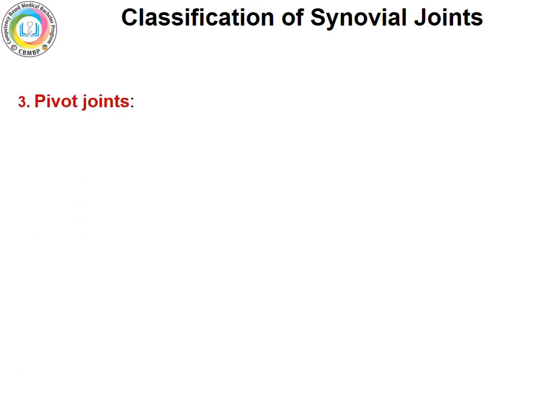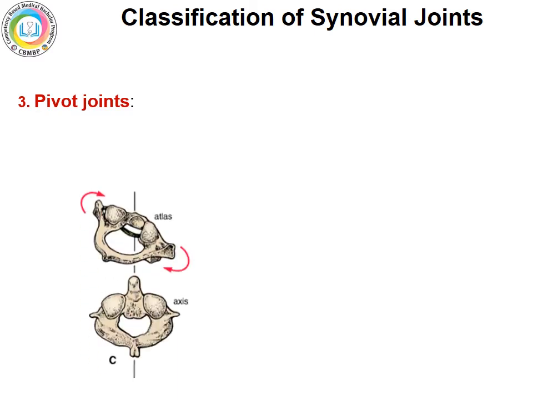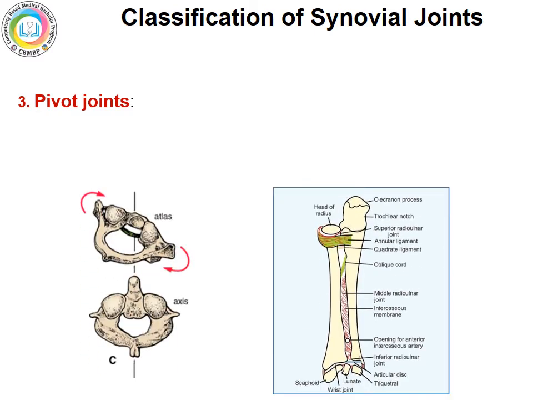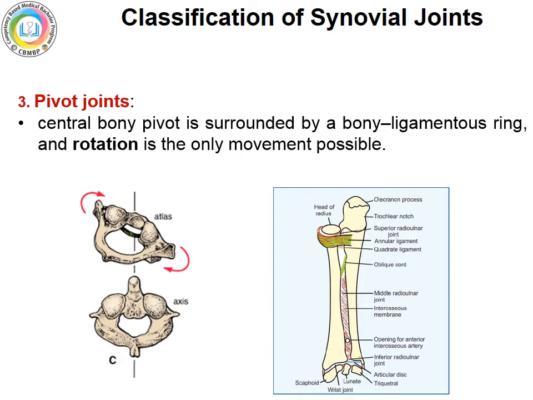Another type is pivot joints. In pivot joints, like atlantoaxial between atlas and axis, first and second cervical vertebrae, and superior radioulnar between the radius and the ulna superiorly, there is a central bony pivot surrounded by a bony ligamentous ring.